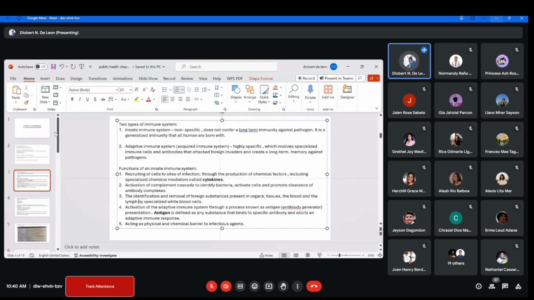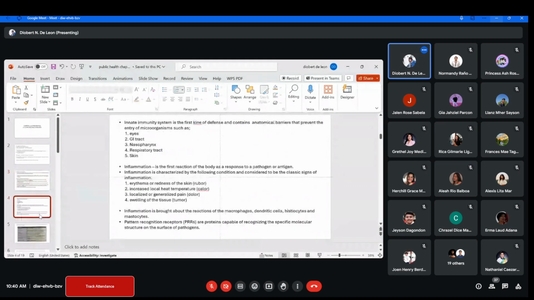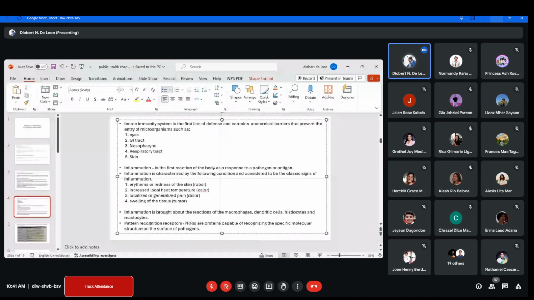Number five, we have acting as physical and chemical barriers to infectious agents. Later on, you will understand all of this. These are the physical barriers. So the innate immune system is the first line of defense and contains anatomical barriers that prevent the entry of microorganisms, okay?